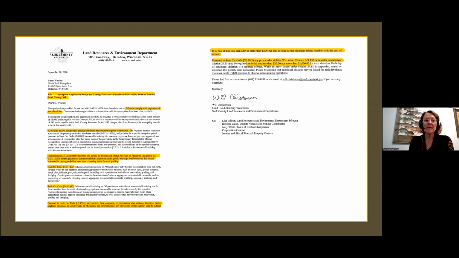Interestingly, this operator had also been operating in another county without permits as well. And so there was some collaboration between Sauk County, myself, and I believe it was Richland County or Vernon County, one of the two, under which this operator was operating without prior knowledge. And so getting them under permit and getting them under permit quickly was key here.